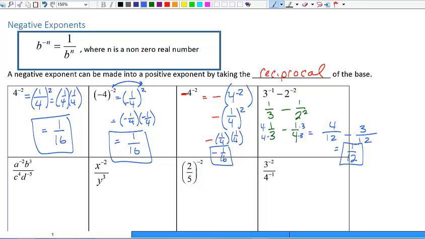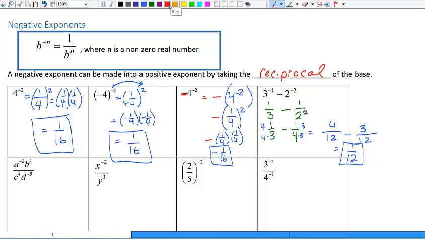So all of those were examples where you take the reciprocal of the base to make the negative exponent into a positive exponent. Now it gets a little bit tricky on this next one: a to the negative 2, b cubed over c to the 4, d to the negative 5. If you keep taking reciprocals and then you're dividing, it gets to be a really hairy problem, and we're trying to make this as simple as possible.